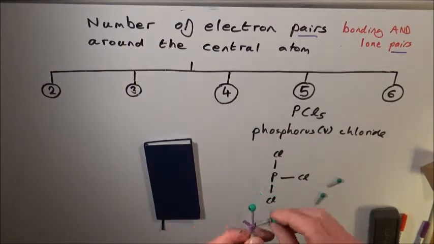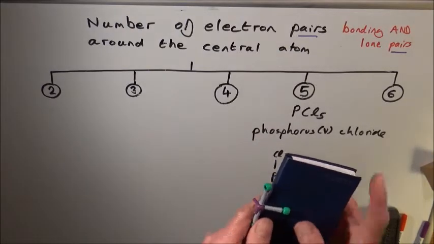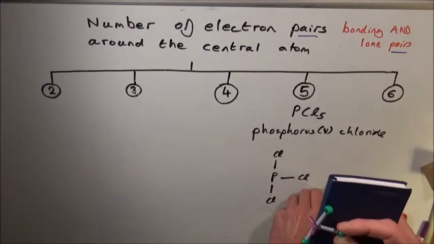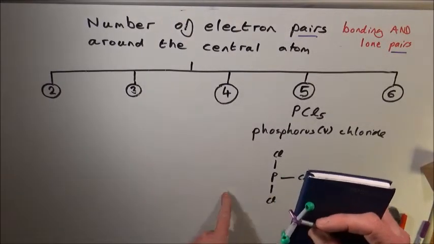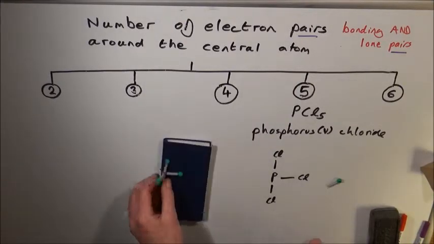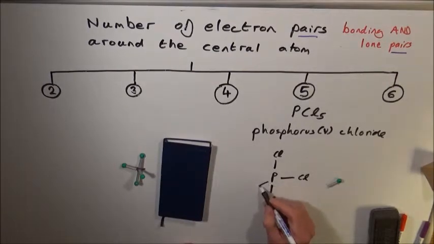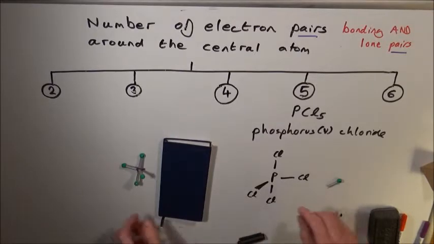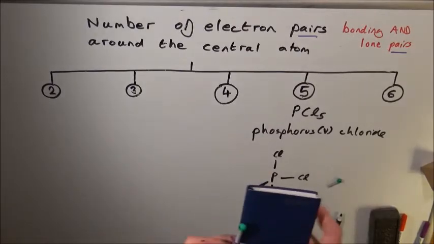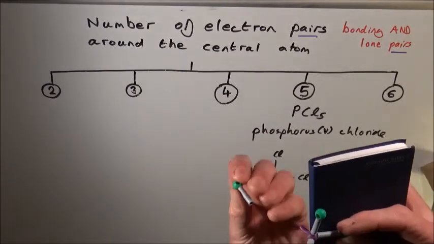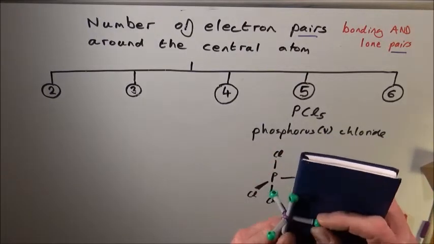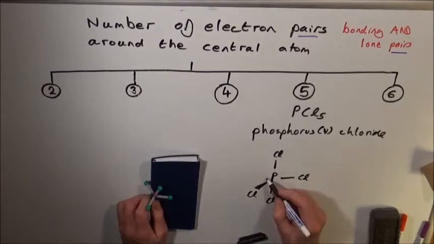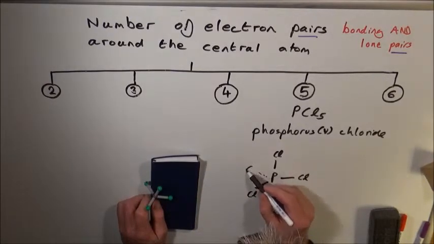Okay, but then when I add the other 2 chlorines, one of them is coming out of the page towards me, so that's going to be shown as a wedge, and the last one is going behind the page like so. So I have to show that with a dotted line. So there we go, Cl.